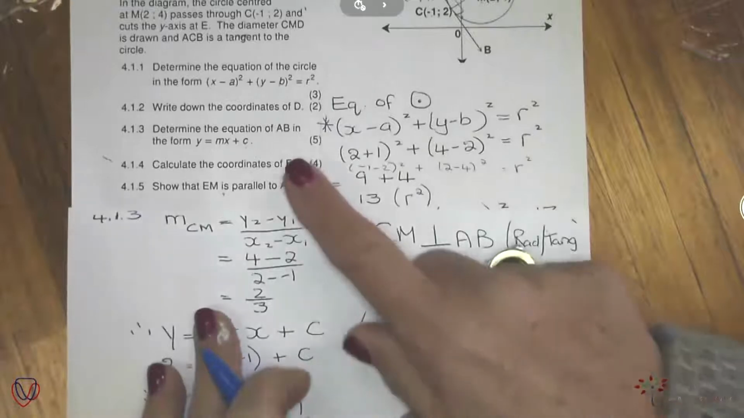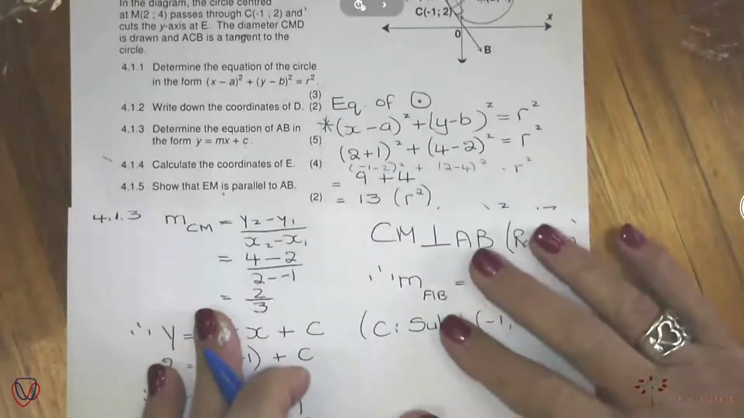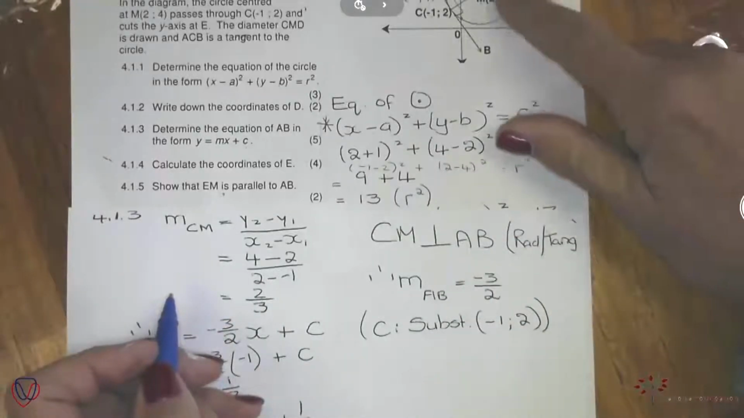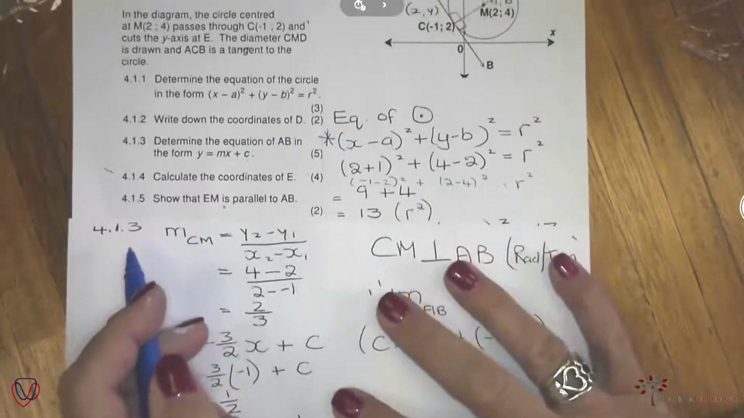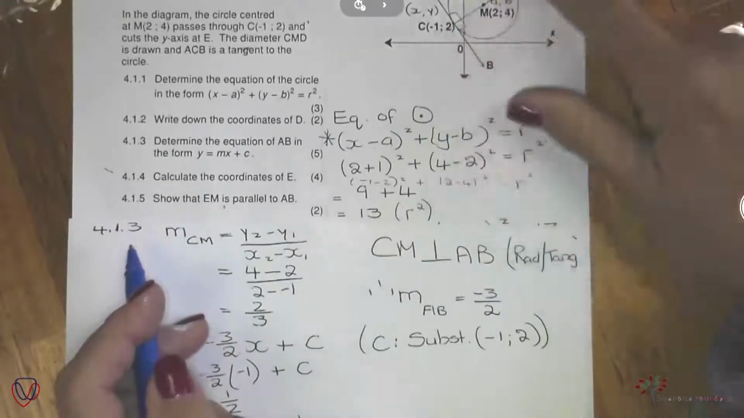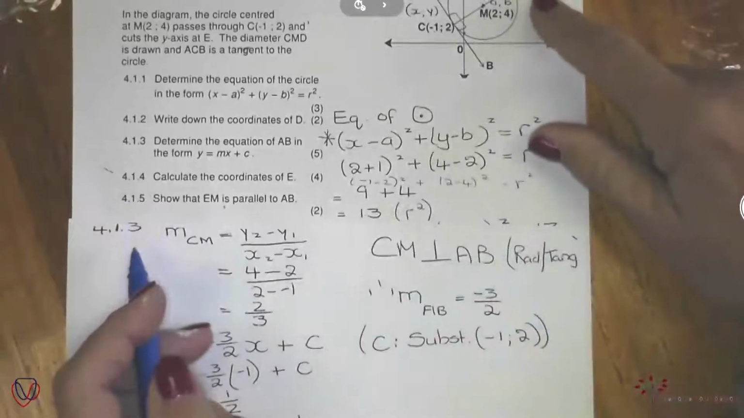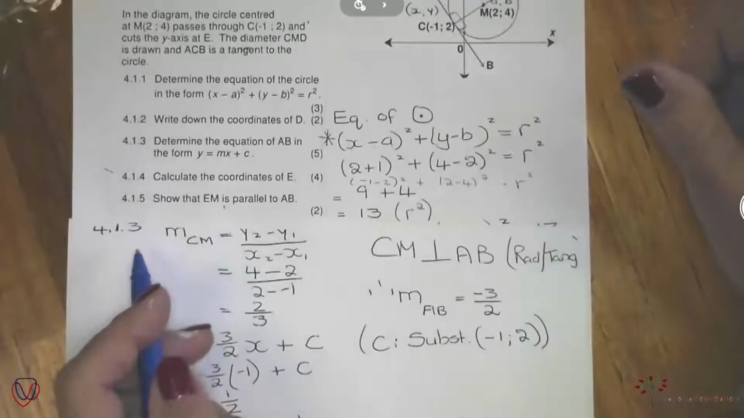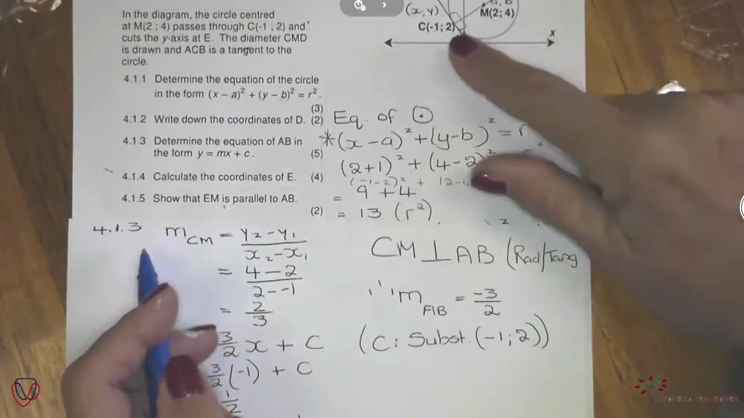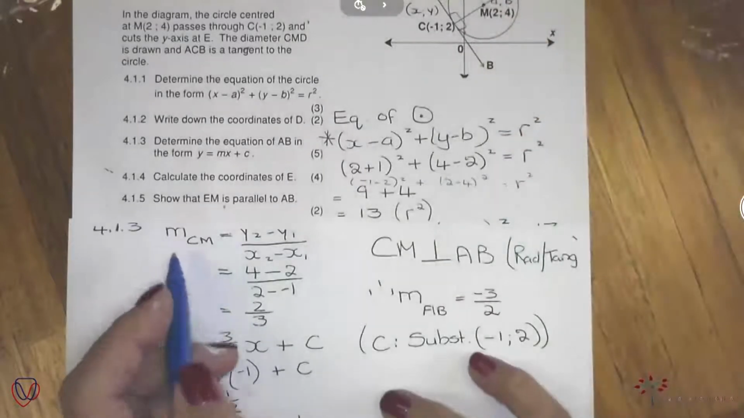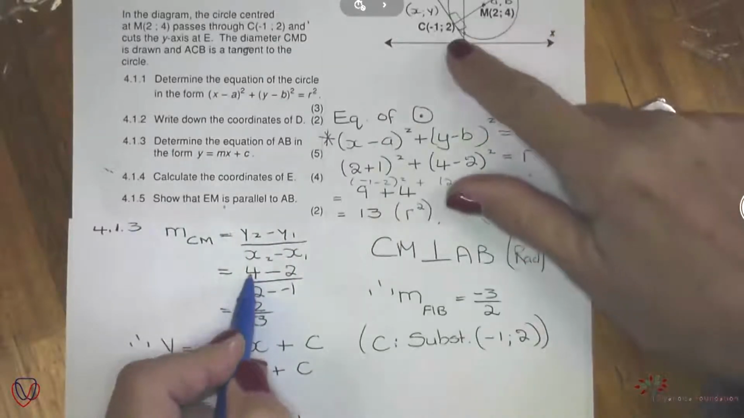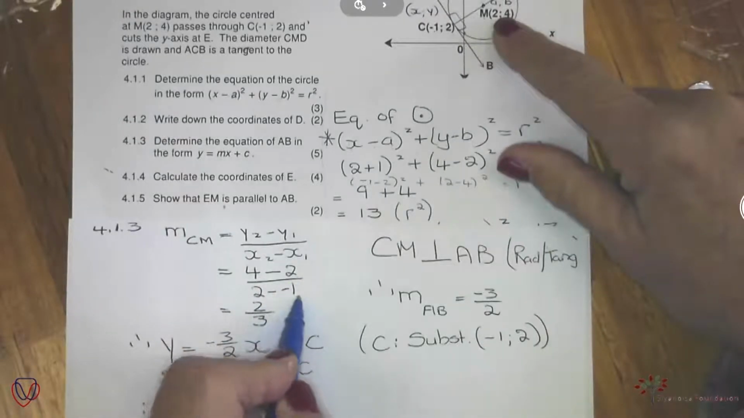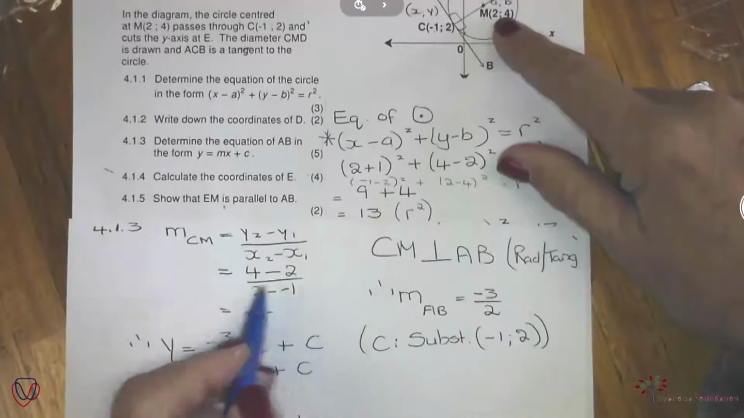Okay, the question is, determine the equation of AB, the equation of the tangent. So I'm going to find the gradient of the radius, or the diameter. I'm going to say the m of CM. Now there's your m, CM. I could have used CD also, but say, for instance, my coordinates there are wrong, then my gradient is going to be wrong. Those were given, so I'd rather use the given coordinates. It's also on that line, okay? The m of CM is y2 minus y1 over x2 minus x1. You know that now. It is 4 minus 2 over 2 minus negative 1. That gives you 2 over 3. So that is the gradient.